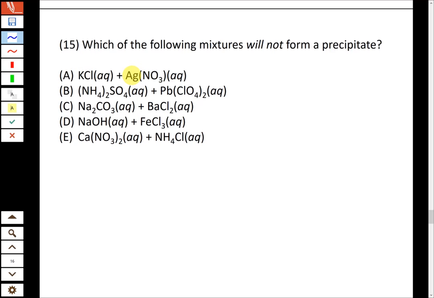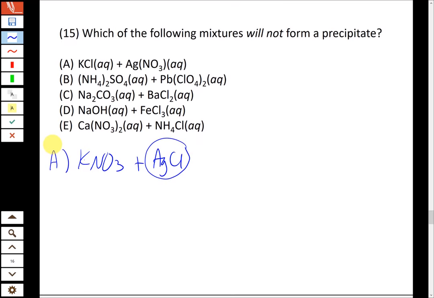In the first one, choice A, we have KCl and silver nitrate. We're going to swap the cations and the anions. K pairs with NO3, potassium with nitrate, so it makes KNO3. The other product is Ag paired with Cl, silver chloride. So those are the two products, and we want to know if any of these are insoluble. Most silver salts are insoluble unless they're with nitrate or a couple other special exceptions. So that's going to be insoluble.